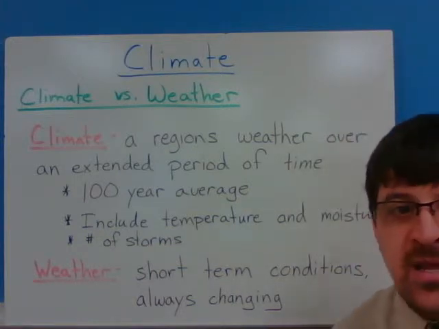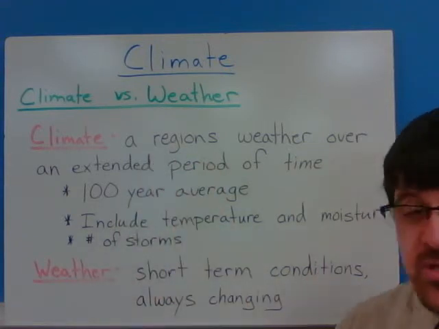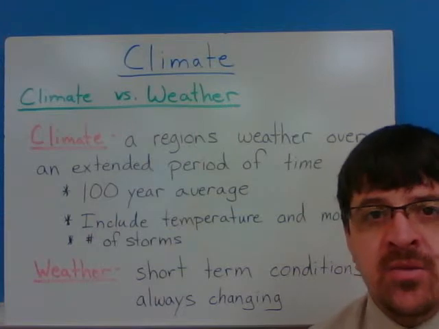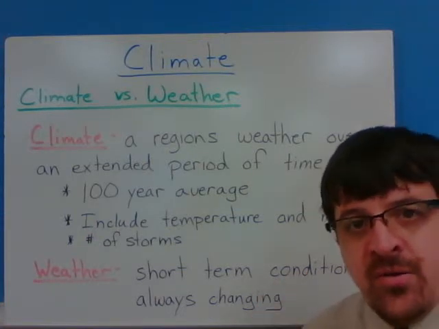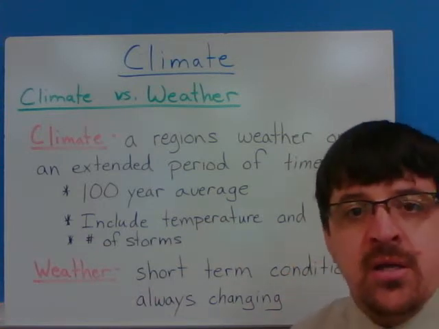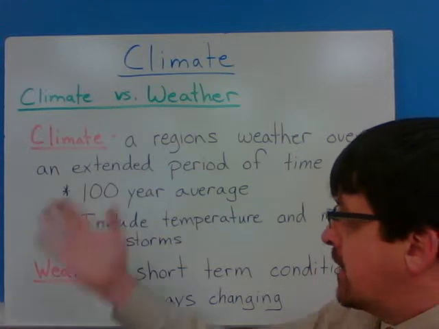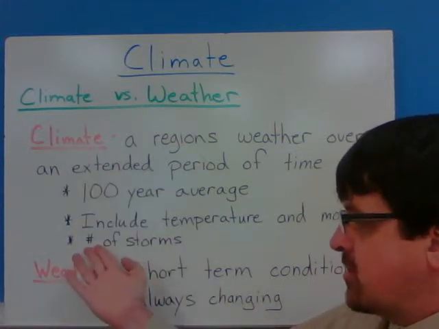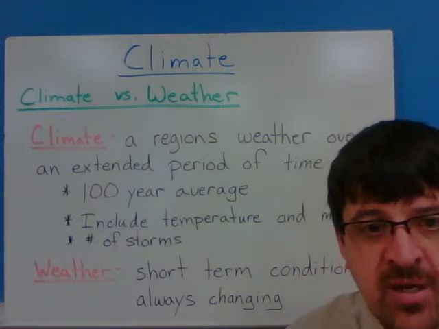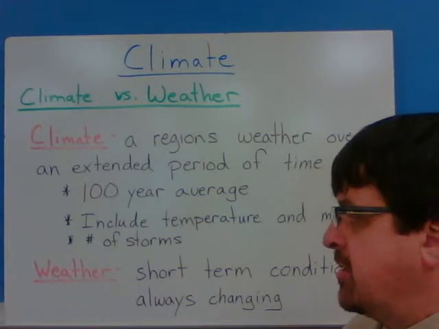Okay, today we're going to talk about climate. Climate, as you can see, is a region's weather over an extended period of time, typically 100 years. They take 100 years of weather data, with temperature and moisture, and average all that out to figure out what your climate is going to be. This also includes the number of storms. They have ways of explaining how many storms you get on average in that period of time.